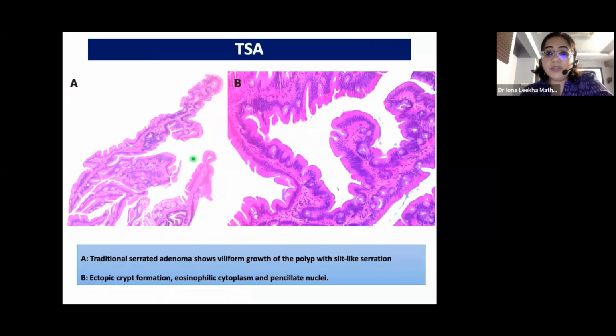This is another view which shows, you can see the pencil-shaped nuclei, dense cytoplasm, slit-like serrations here, and ectopic crypt formation. So this is a traditional serrated adenoma.